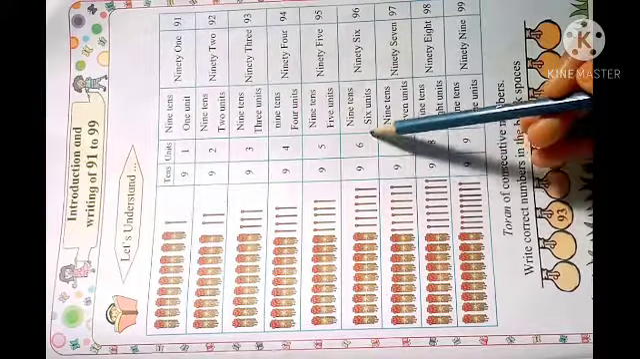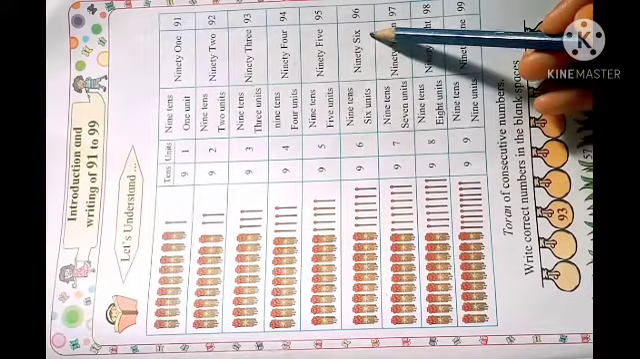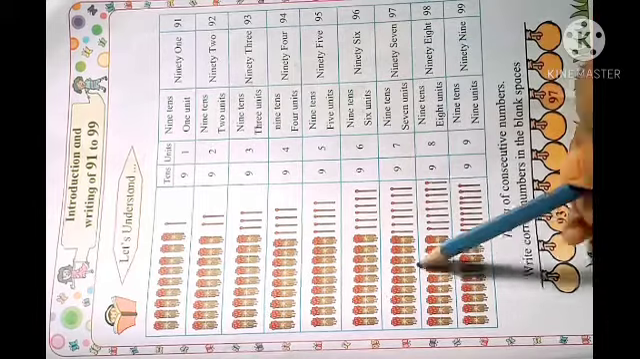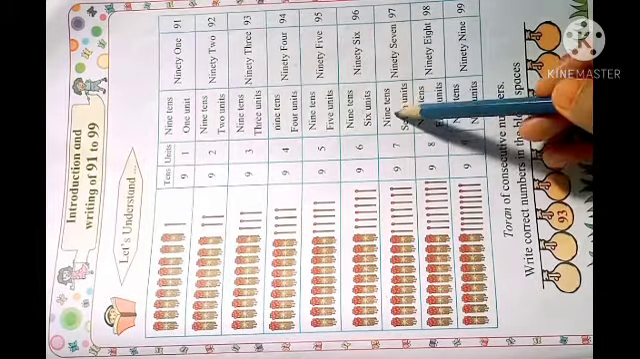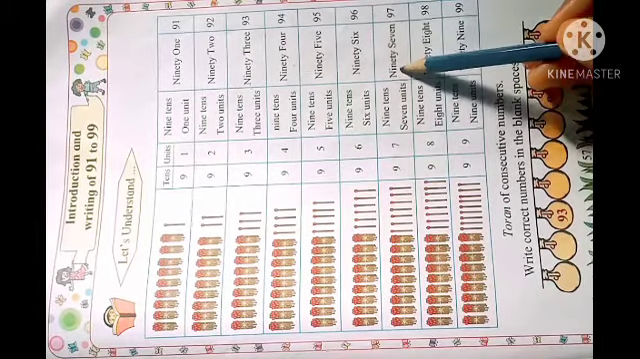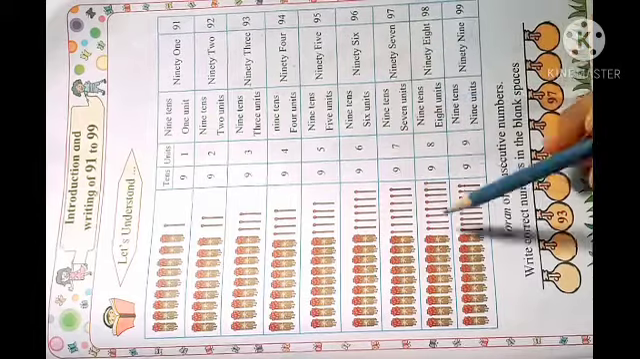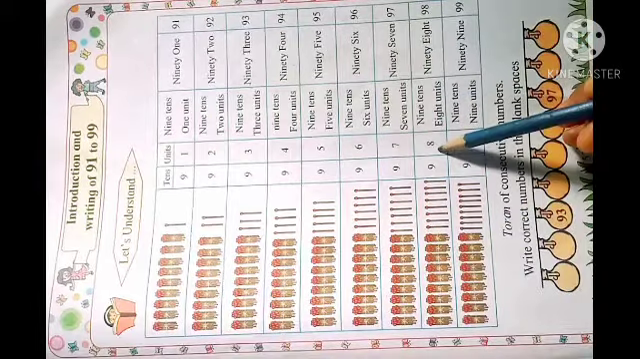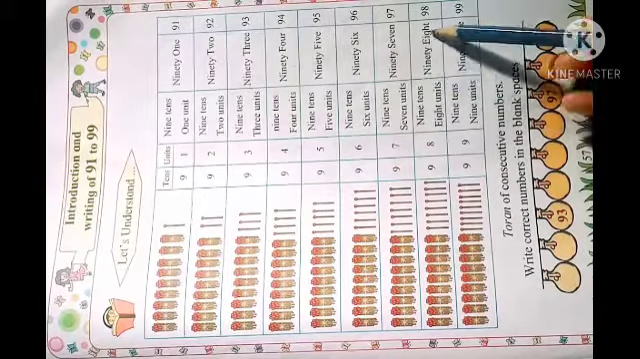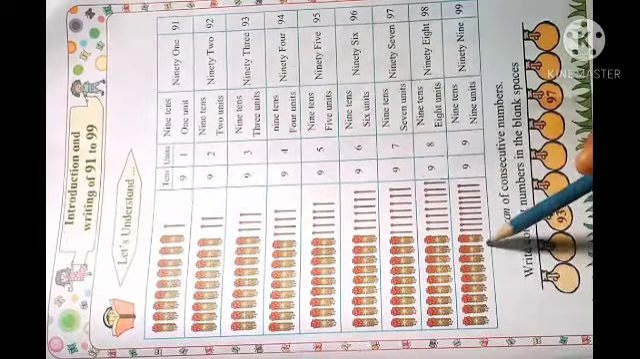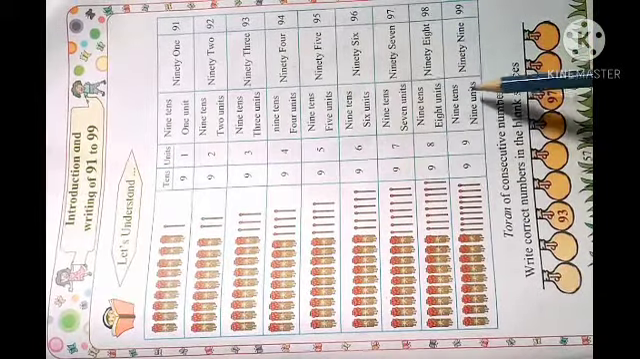9 tens and 6 unit, 96. And 9 tens, 7 unit, 9 tens, 7 units, 97. 9 tens and 8 unit, 98. And 9 tens, 9 unit, 99.